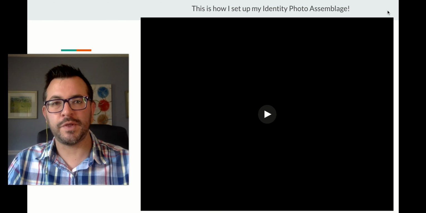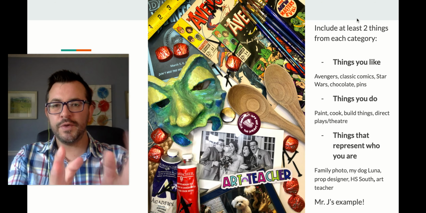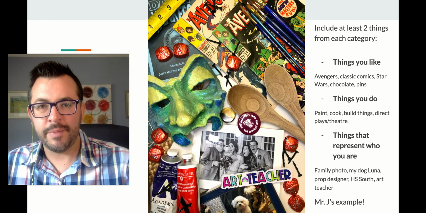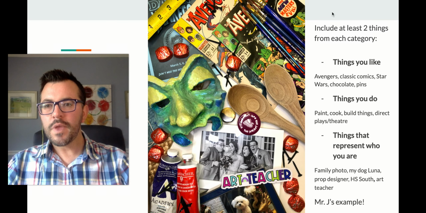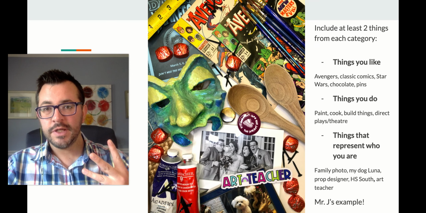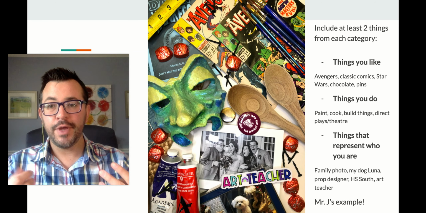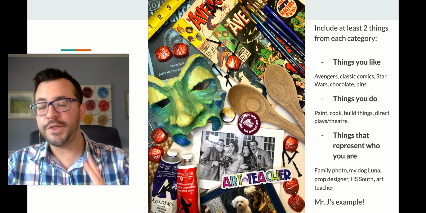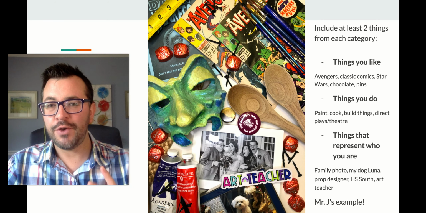I sped that up so you could see it in real time. And here's the finished photo that I took, so you can see all of the objects that I included. So there are three categories of things that you must include in your photo assemblage. They are things you like, things you do, and things that represent who you are.